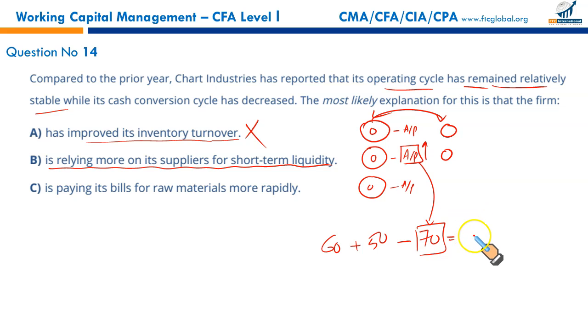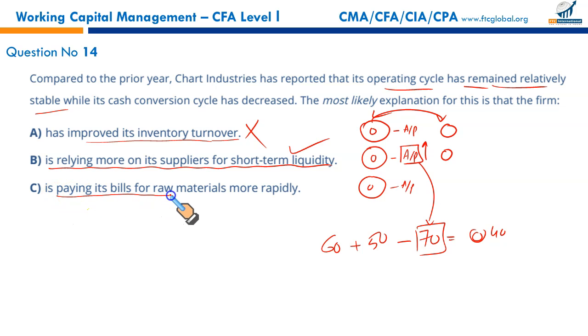Resultantly, as you can see, your cash conversion cycle will be much shortened now. Just 40 days. So this is the reason. When you delay paying your suppliers, your cash conversion cycle will be shortened. You will have surplus liquidity. The cash conversion cycle will be shorter in days. This is the right option.